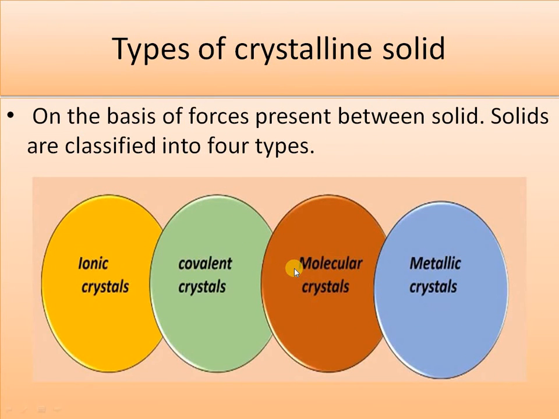Now we are going to discuss the types of crystalline solids. On the basis of forces present between the particles, solids are classified into 4 types. These all are the crystalline solids. The first one is ionic crystals, second one is covalent crystals, third one is molecular crystals and fourth one is metallic crystals or metallic solids.